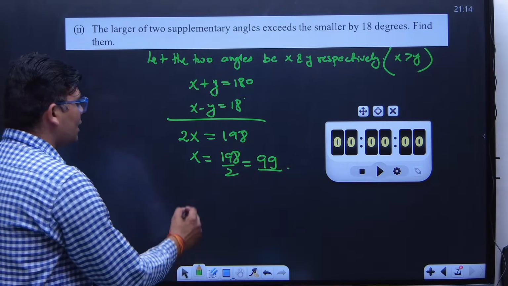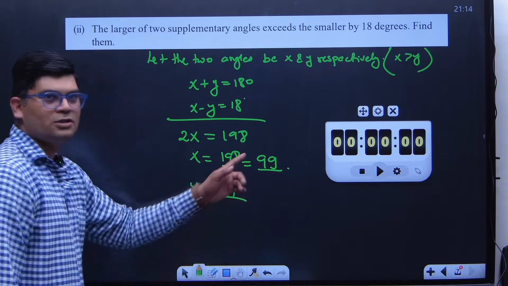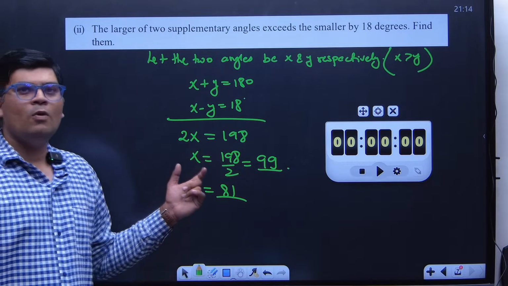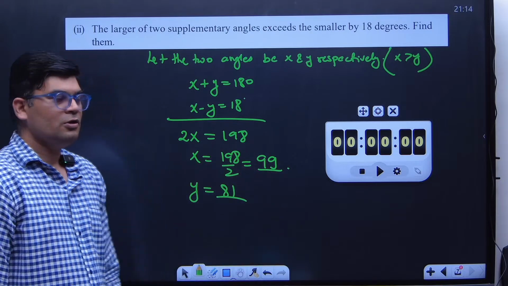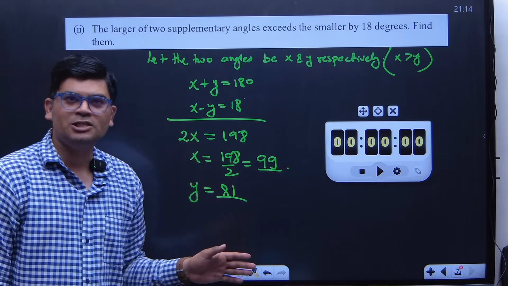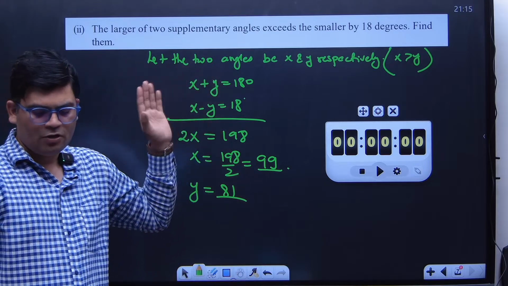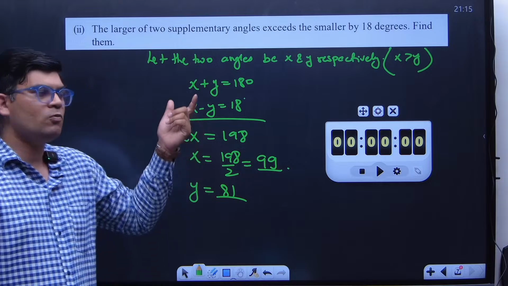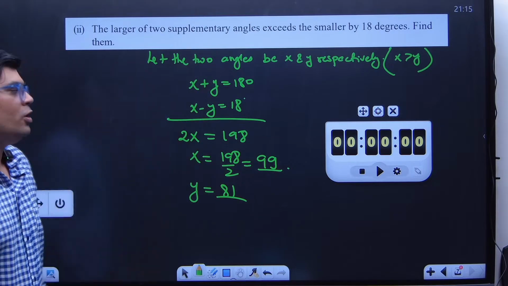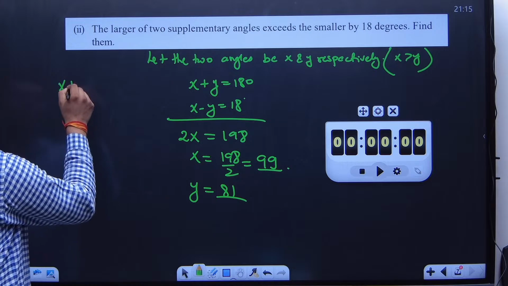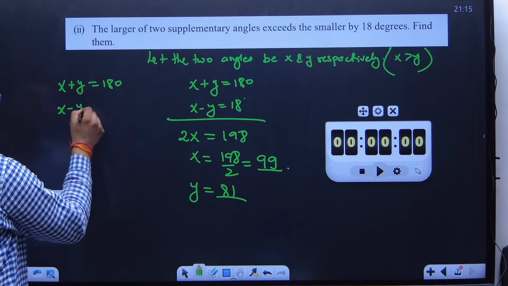So if one of the angles is 99, the other angle is obviously going to be 81, because the sum of both angles has to be 180 degrees. Understood? So this method is known as the elimination method. We eliminated y. The coefficients were already equal with different signs, so we added. You can also use it to find the value of y by subtracting the equations.